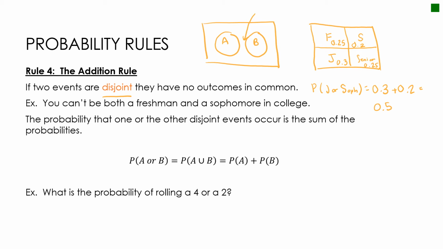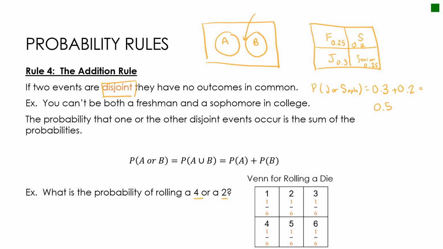Same thing down here. I said, what's the probability of rolling a 4 or a 2? So first we have to determine, are these disjoint events? And yes, they are, because when I roll a die, I'm going to get either a 1 or a 2 or a 3 or a 4 or a 5 or a 6. I can't get both a 5 and a 6 at the same time. So I can draw a little Venn diagram like I did for my freshman, sophomore, junior, senior. And if I'm looking for a 4 or a 2, again, I'm taking 1/6 plus 1/6.